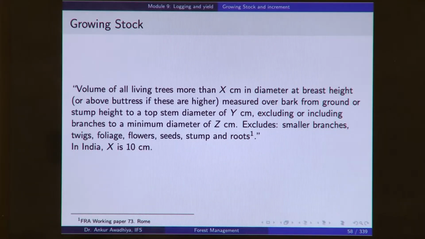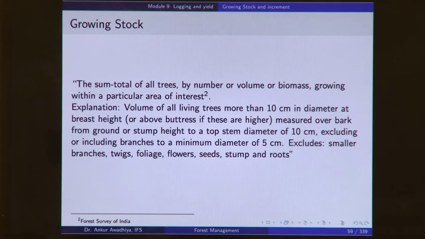So essentially growing stock is the volume of all the timber of all the trees put together, and because very small timber is difficult to measure, we typically remove very small timber from these calculations. And in India x is taken to be 10 centimeters. So it is the sum total of all trees by number or volume or biomass growing within a particular area of interest.